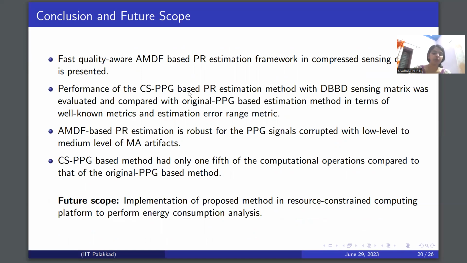The performance of the CS PPG-based pulse rate estimation method with DBBD sensing matrix was evaluated and compared with the original PPG-based estimation method in terms of well-known metrics and estimation error range. AMDF-based pulse rate estimation is robust for PPG signals collected with low to medium levels of motion artifacts, and the CS PPG-based method had only 1/5 of the computation operations compared to that of the original PPG-based method, which is the greatest highlight of this proposed method.